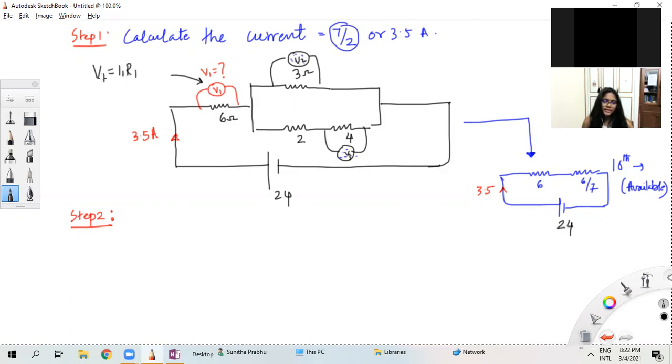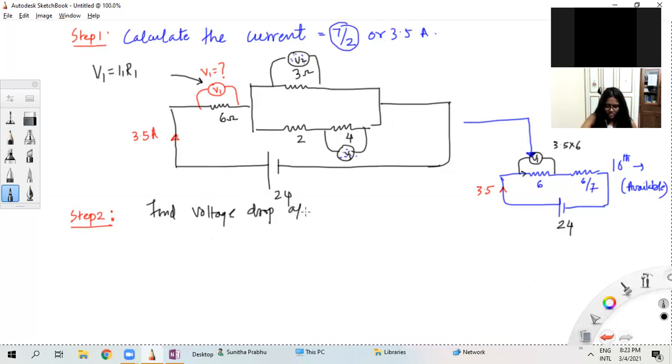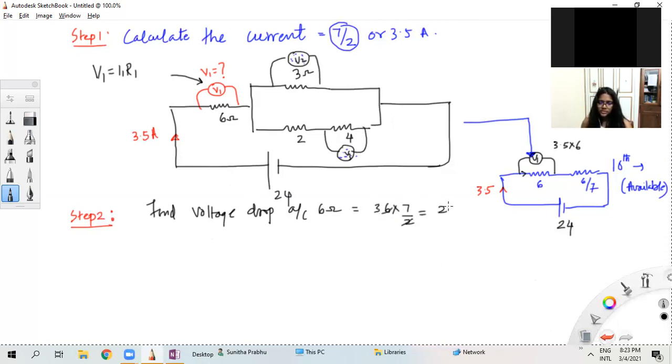What is the current that is flowing through this resistor? 3.5. That means the voltage drop across it, V1, is equal to current through it multiplied by the resistance. That means you can say find voltage drop across 6 ohm resistor. Correct? V1 is 21. Very good. 6 into 7 by 2, which as you rightly said is 21 volts.